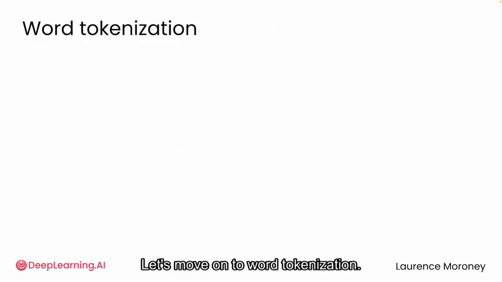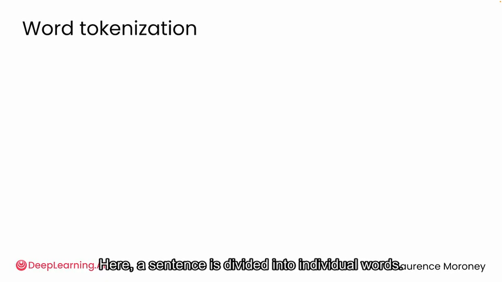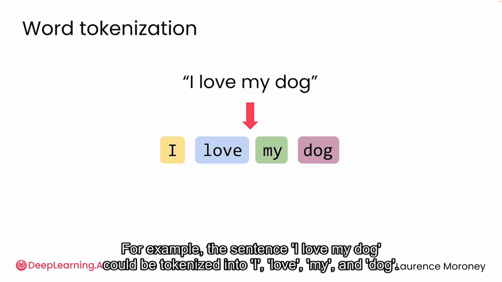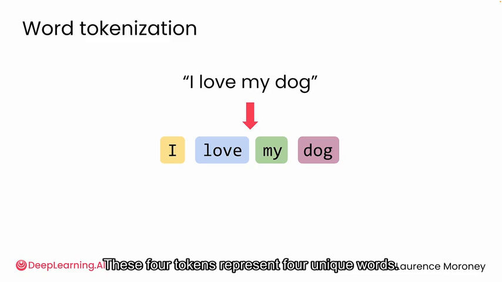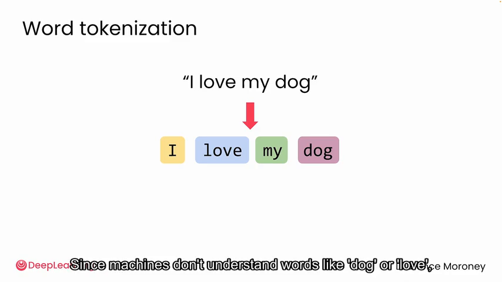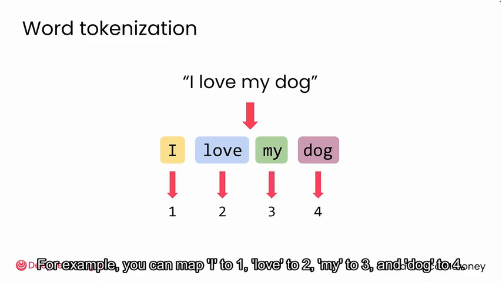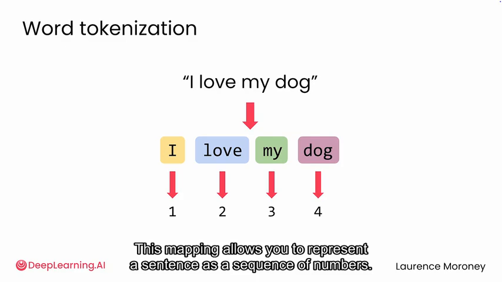Let's move on to word tokenization. Here, a sentence is divided into individual words. For languages like English, it's often effective to split by spaces or punctuation. For example, the sentence, "I love my dog," could be tokenized into I, love, my, and dog. These 4 tokens represent 4 unique words. Since machines don't understand words like dog or love, you'd map each unique word to an integer index. For example, you can map I to 1, love to 2, my to 3, and dog to 4. This mapping allows you to represent a sentence as a sequence of numbers.